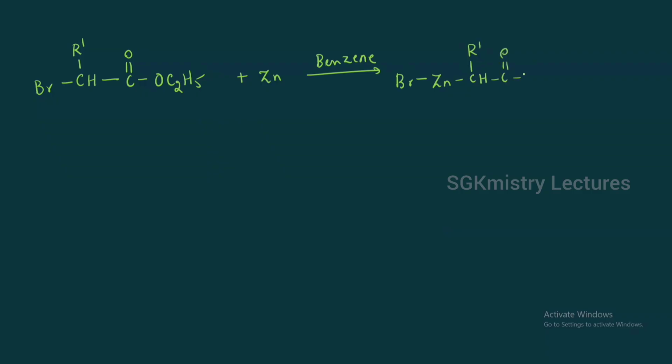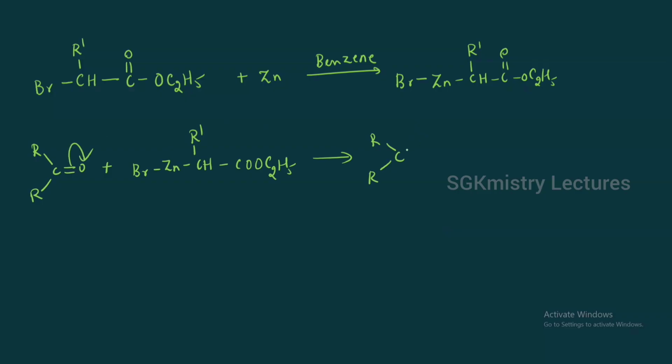CH, COO, C2H5. Now the carbonyl compound is taken, which reacts with this intermediate, CHR', COO, C2H5. Now what is going to happen is that this bond shifts here. Because of that, here O, Z and Br, and the other part connects to the carbon. So CHR', COO, C2H5. This on hydrolysis.